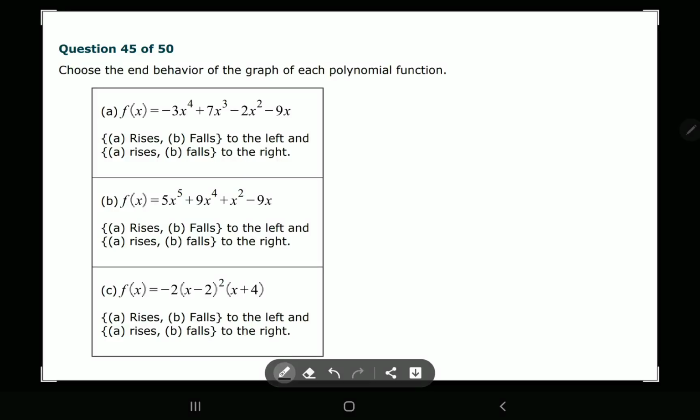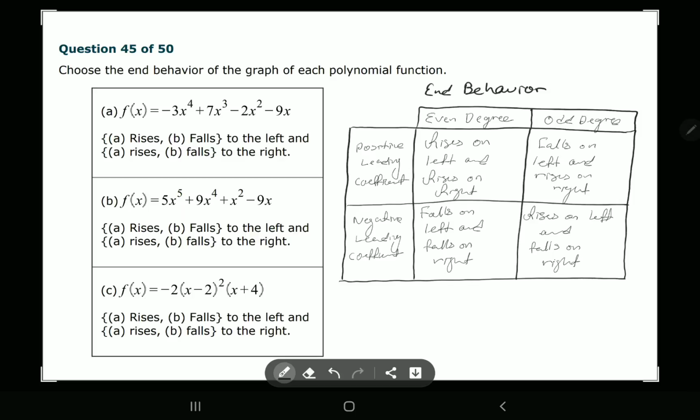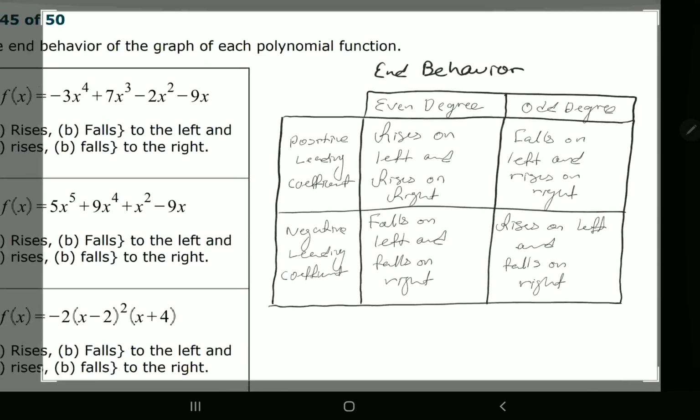Question number 45. It says choose the end behavior of the graph for each polynomial function. We have A, B, and C. So I want to give you guys a little chart that I gave to my students. I know it's kind of small, so I'm going to zoom in so you guys can take a picture.